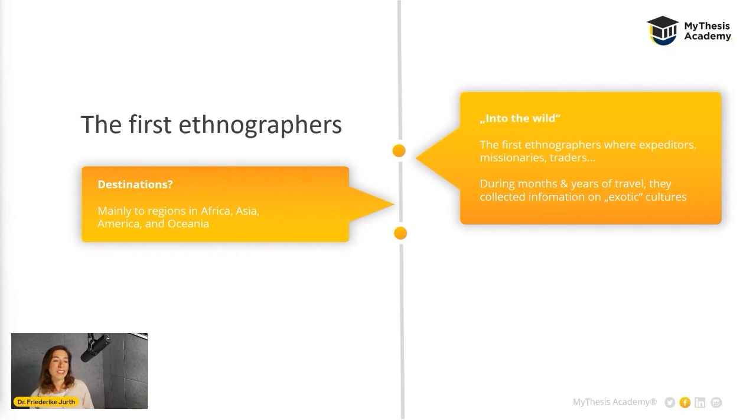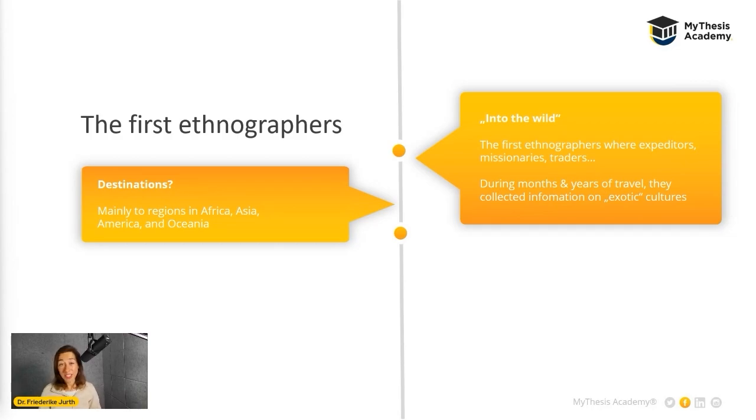Now I would like to get over to the profile of the first ethnographers. So here, you already know their destinations and the countries of interest. And now we would like to know, well, what was their profile? So who were these people?